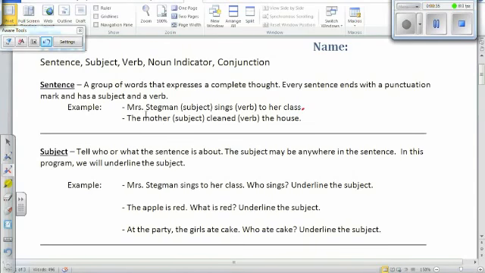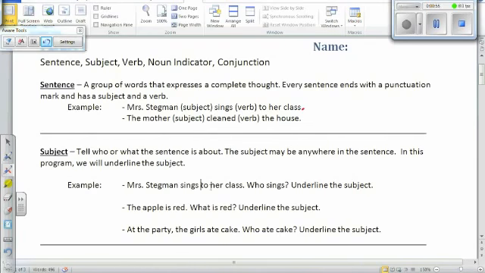The mother is our subject. What did she do? She cleaned. That's our verb, the house. Those are full sentences. So let's look at each of those pieces. First of all, a subject tells who or what the sentence is about. The subject may be anywhere in the sentence. In this program, we're going to underline the subject.